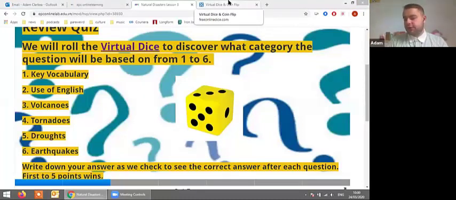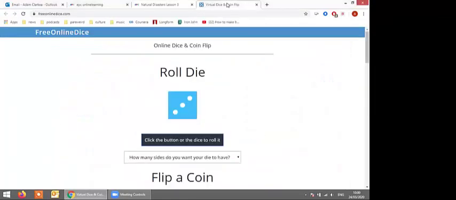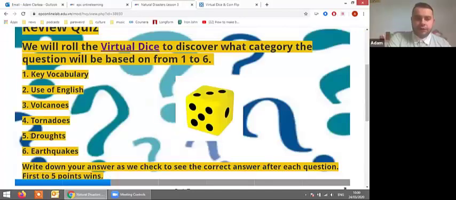Next question. Question number 3, which is on droughts. Could you give me a short definition? So write down your answer. You don't need to speak it yet, but give me a short definition in 1 sentence of what a drought is. What is a drought? In a short sentence, and write it down.